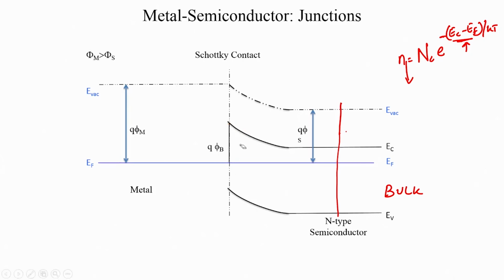So, the band bending diagram looks like this. You have the metal Fermi level, and at this point at the junction there is a massive barrier, and we call that barrier height. That energy of this barrier is denoted by a special symbol which is called phi b, and that is the potential, and q phi b is the energy.